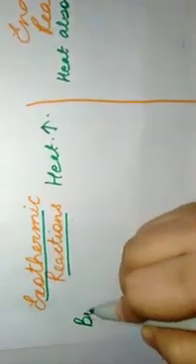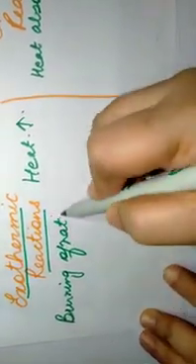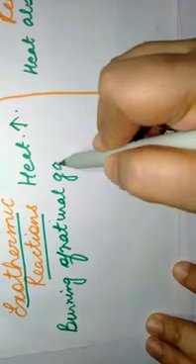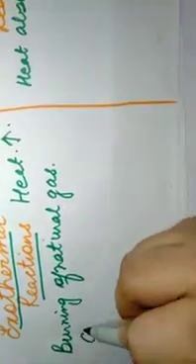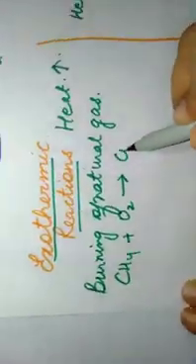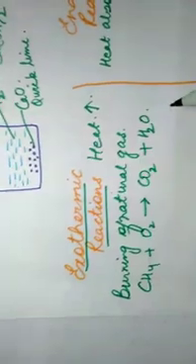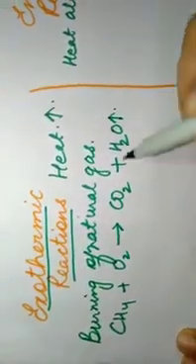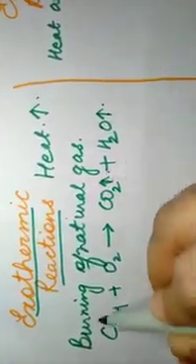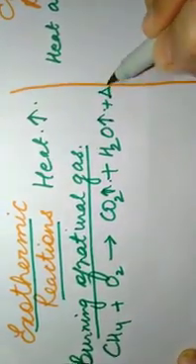Let us see some more examples of exothermic reactions. For example, burning of natural gas. Natural gas is actually methane. So burning of natural gas is an exothermic reaction. CH4 is methane. It burns in the presence of oxygen and releases carbon dioxide gas, and water is formed. The water is also in a vapor state. So the burning of natural gas is an exothermic reaction where heat is evolved.